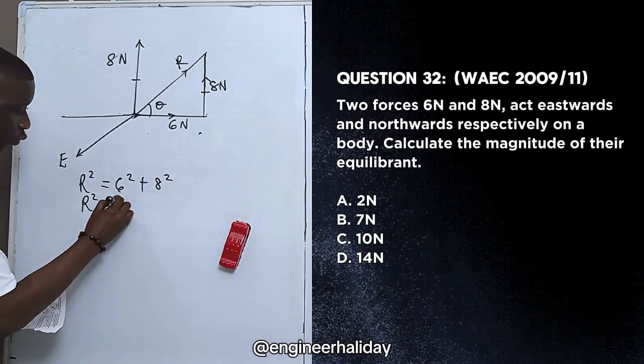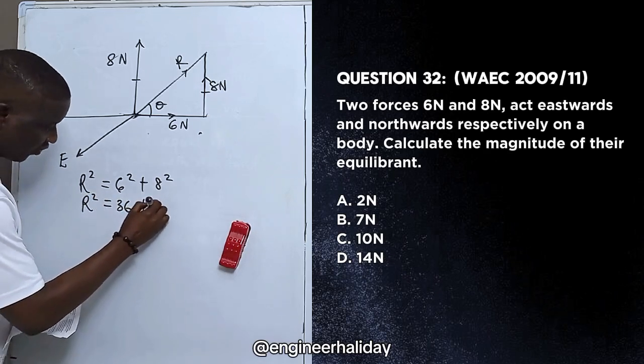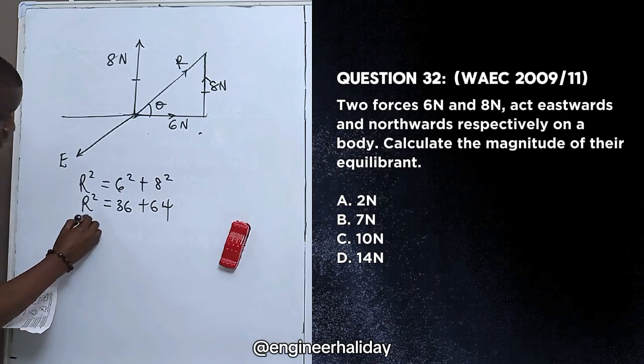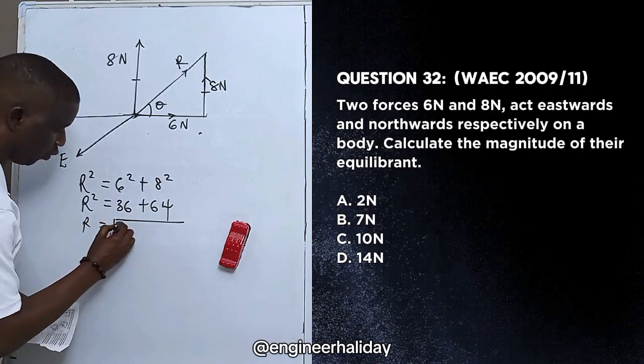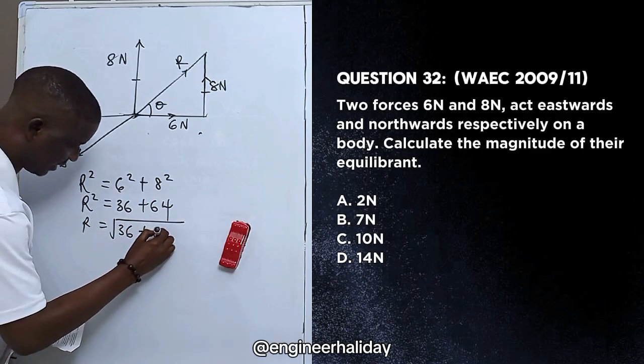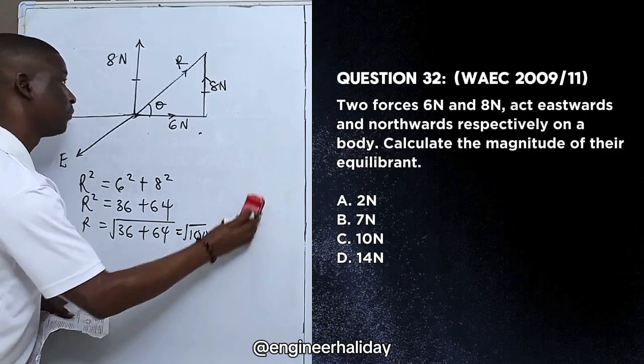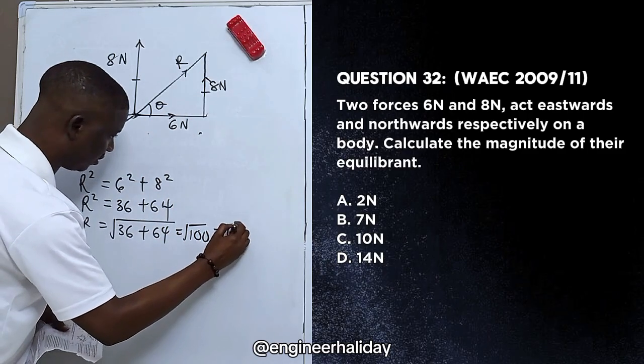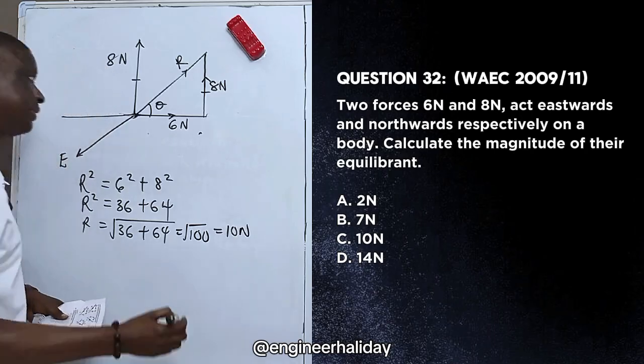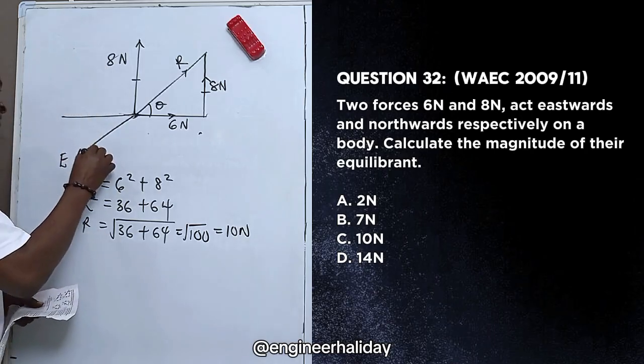R squared equals what? 36 plus 64. So R equals the square root of 36 plus 64, which gives us the square root of 100. So that gives me 10 Newton. That means the equilibrant is 10 Newton.